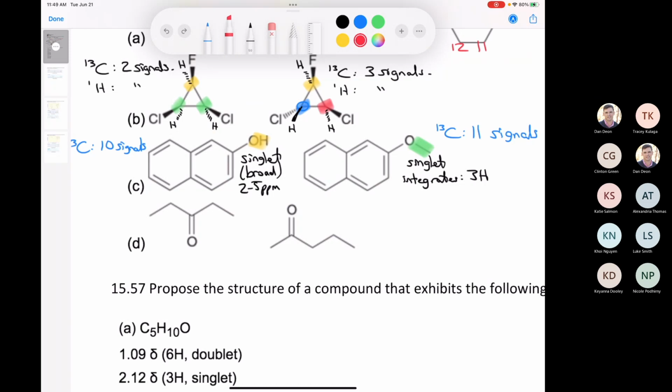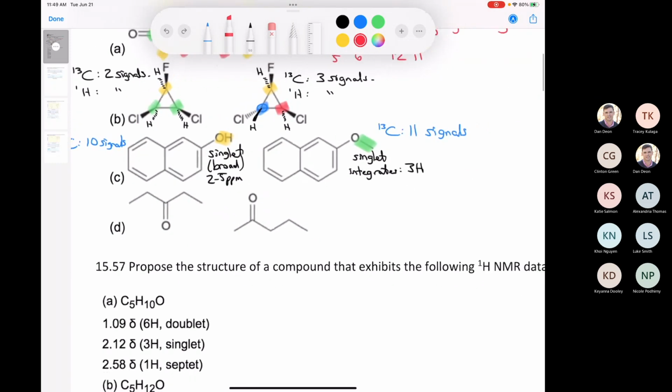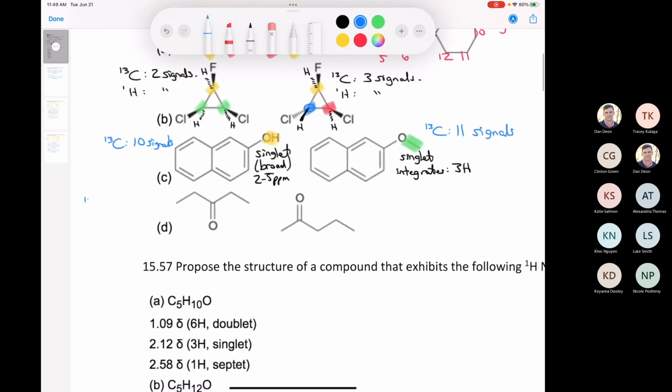Great. Well, let's take a look at the next one. We've got a pair of ketones here. Let's just make this one quick. If you wanted to just use carbon-13, how many signals would you see for the one on the left? Not a trick question.